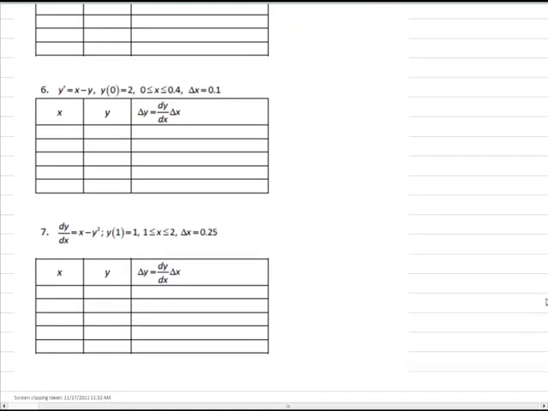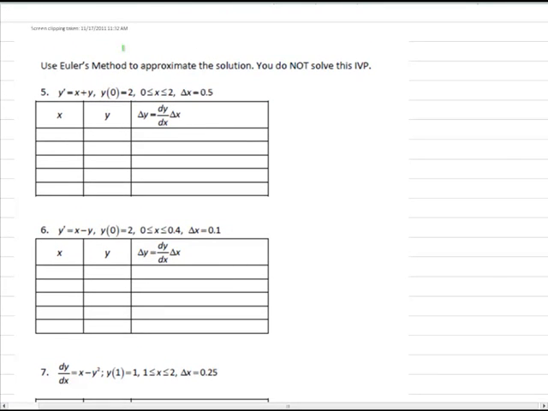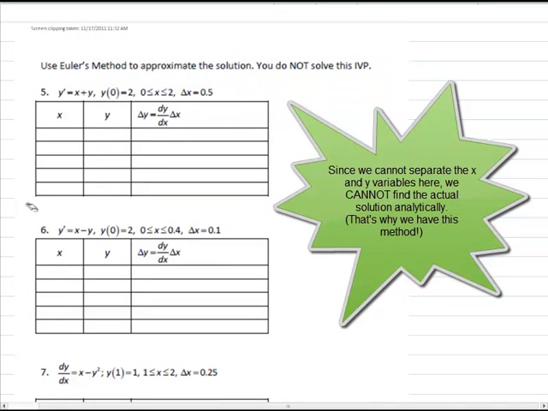You have a few other problems on the back side, numbers 5 through 7. Please pay attention to this one. You are not going to solve the initial value problem here. You are just going to use Euler's method.